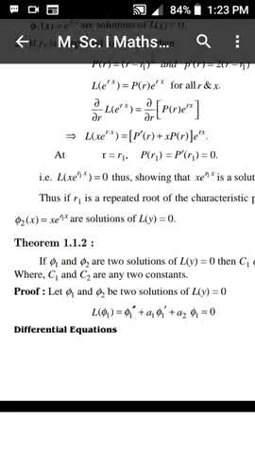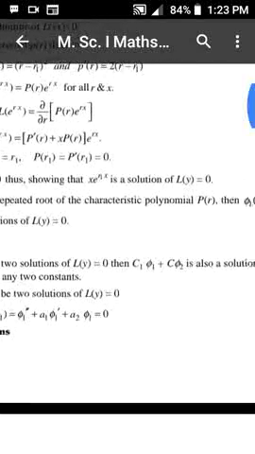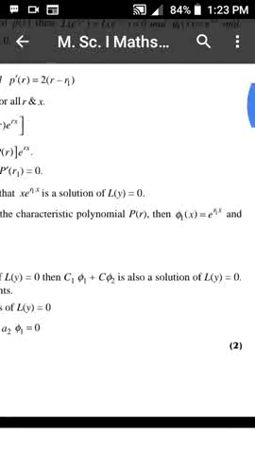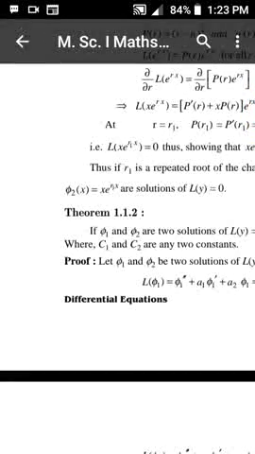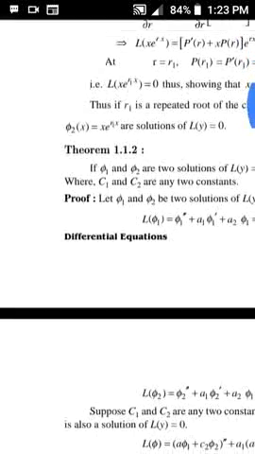Thus, if R1 is a repeated root of the characteristic polynomial P of R, then phi 1 of x is equal to e raised to R1x and phi 2 of x is equal to x into e raised to R1x, are our solutions of L of y is equal to 0.